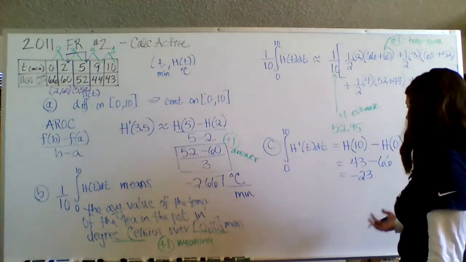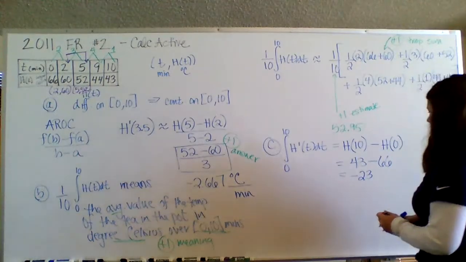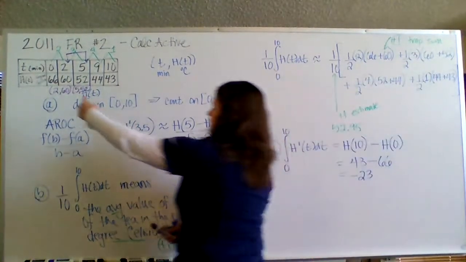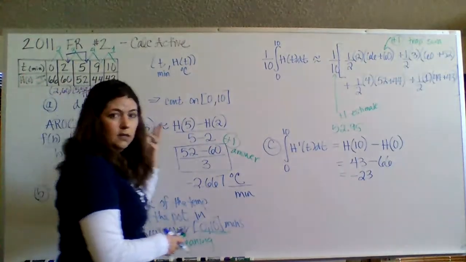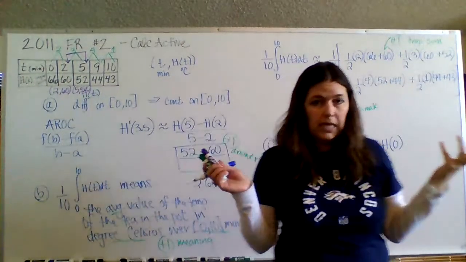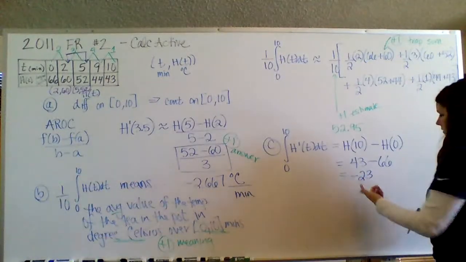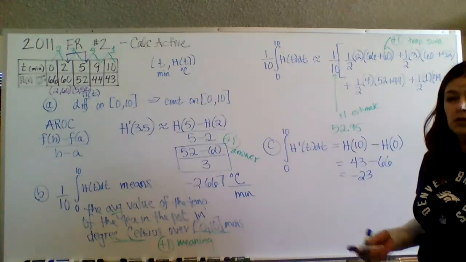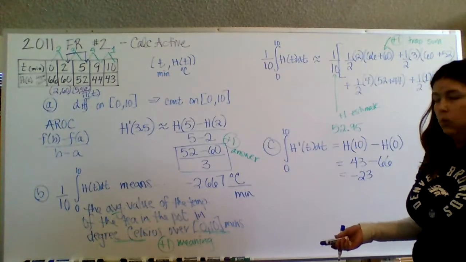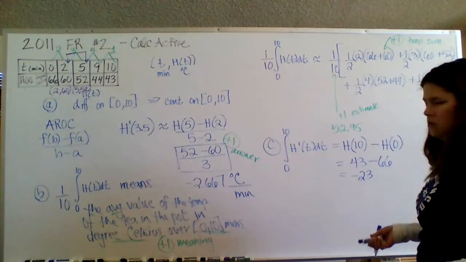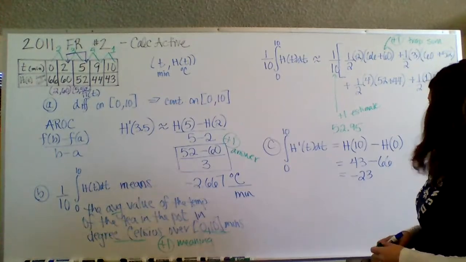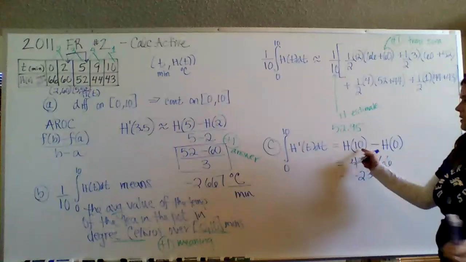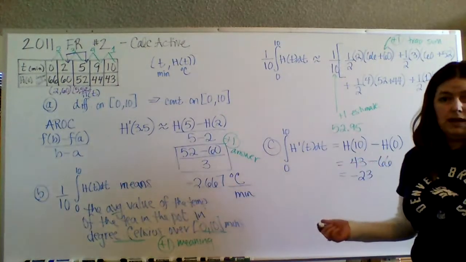So in context to this problem, doesn't this mean, oh, h of 10 and h of 0, h is about the degrees Celsius of the pot of tea, it's a negative answer. Oh, remember that the pot of tea was cooling. Oh, okay, so we've cooled 23 degrees Celsius, or the temperature has dropped 23 degrees Celsius from time 0 to 10 minutes. We just need to say that in words.